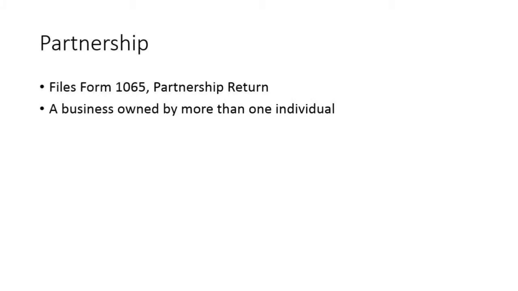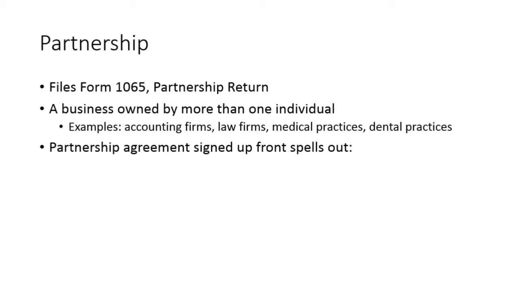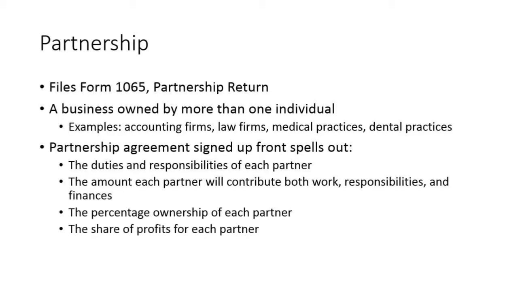The next is a partnership. A partnership files Form 1065, which is a partnership return. A business is owned by more than one individual. Some examples would be accounting firms, law firms, medical practices, and dental practices. A partnership agreement is signed up front that spells out, and you should make sure it does spell everything out, the duties and responsibilities of each partner, the amount each partner will contribute, both work, responsibilities, and finances, and the percentage of ownership of each partner, as well as the share of profits for each partner.